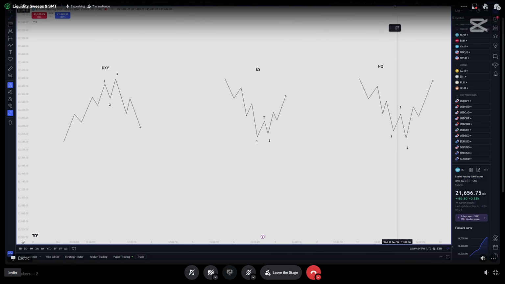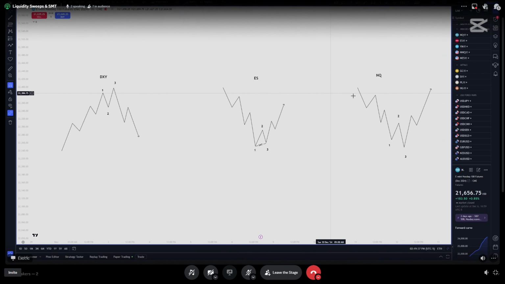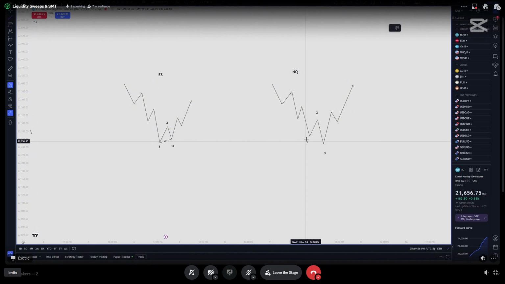This means that we have SMT here, or smart money technique, with ES, the NASDAQ and the dollar index. What this means is that it's a potential reversal or a retracement to continue another move. That's the point of SMT. Basically we're looking for one or two assets, let's focus just on ES and NQ now, one of them to take the low and one of them to not.